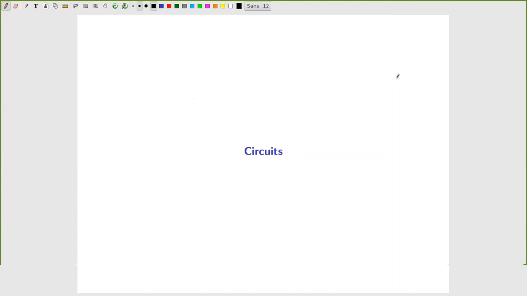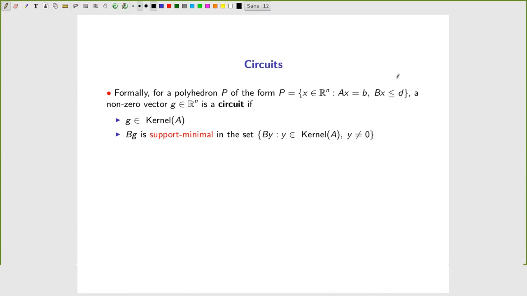Okay, I'm afraid I cannot avoid giving the formal definition of circuits. That is as follows. So we can define a circuit in this way.